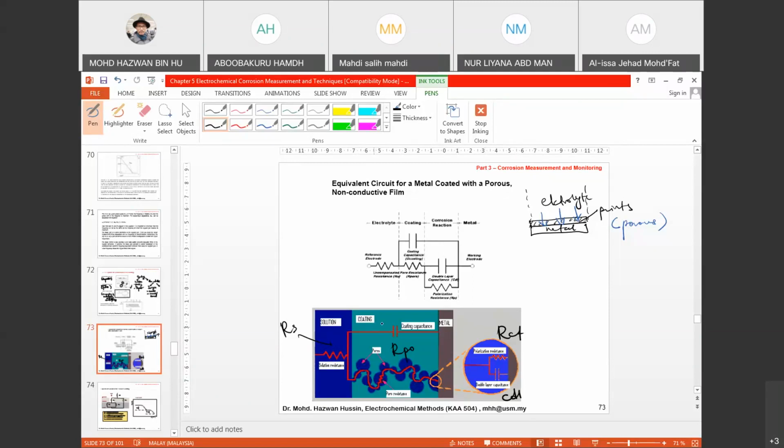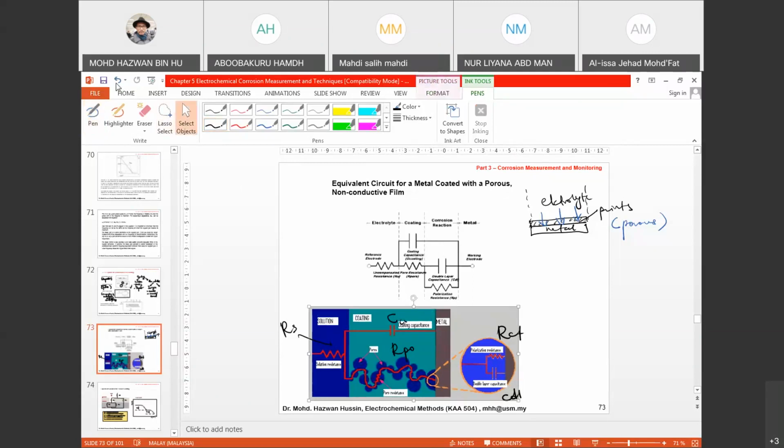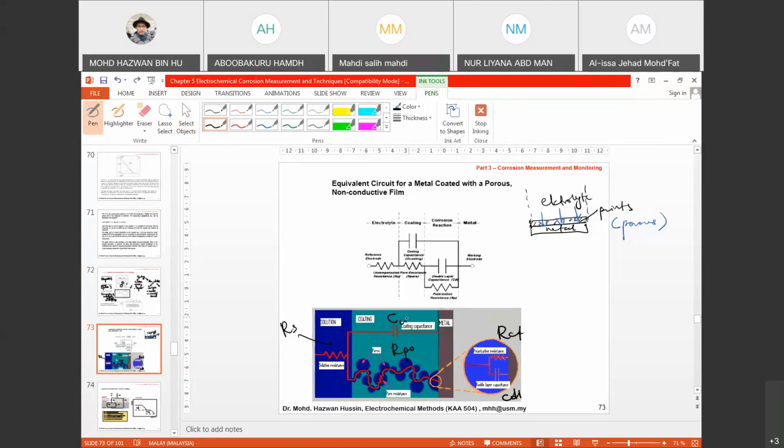At the same time, the coating also produces a so-called CC, or coating capacitance. All right. Cool. Okay.